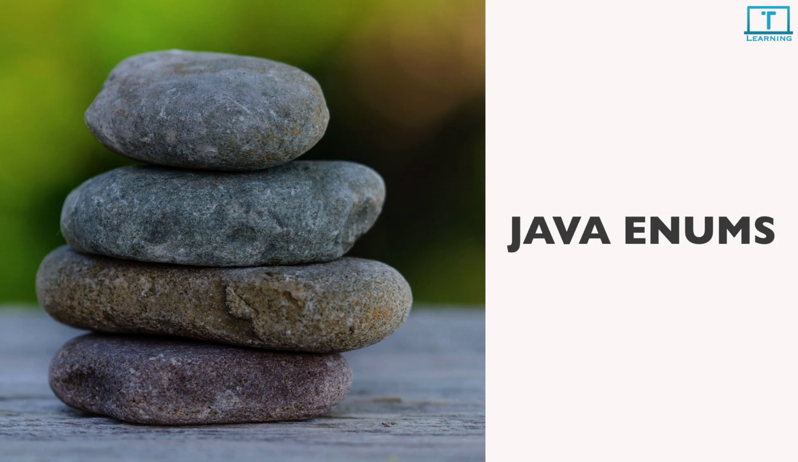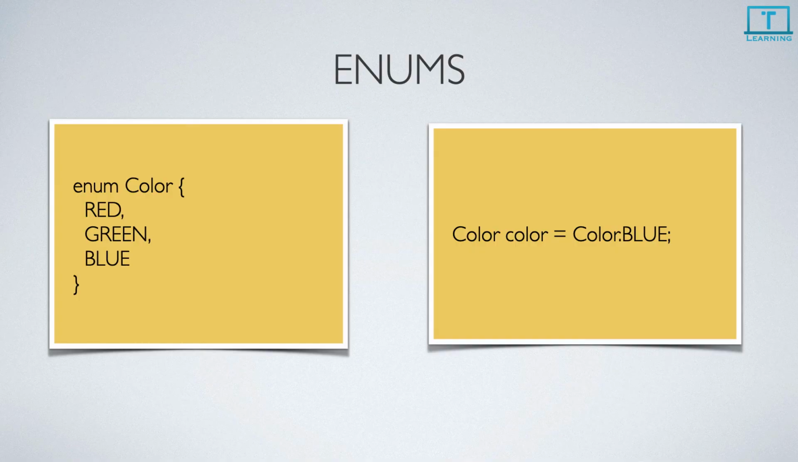In this tutorial, we will learn about enumerations in Java. Enum is a special class which allows you to define some constants. So look at this example. Here we defined an enum class using the enum keyword. Here we are creating some color constants.